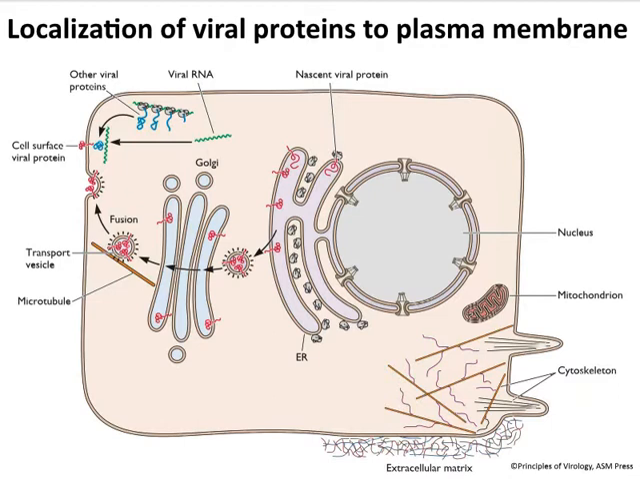Let's look at localization of proteins to the plasma membrane. You probably know that if the cell wants to make membrane proteins, it translates those mRNAs, encoding them on the endoplasmic reticulum. So the ribosomes are bound to the ER. They translate the messenger RNA in the cytoplasm, and the protein goes into the lumen of the ER by virtue of the signal sequence at the N-terminus.